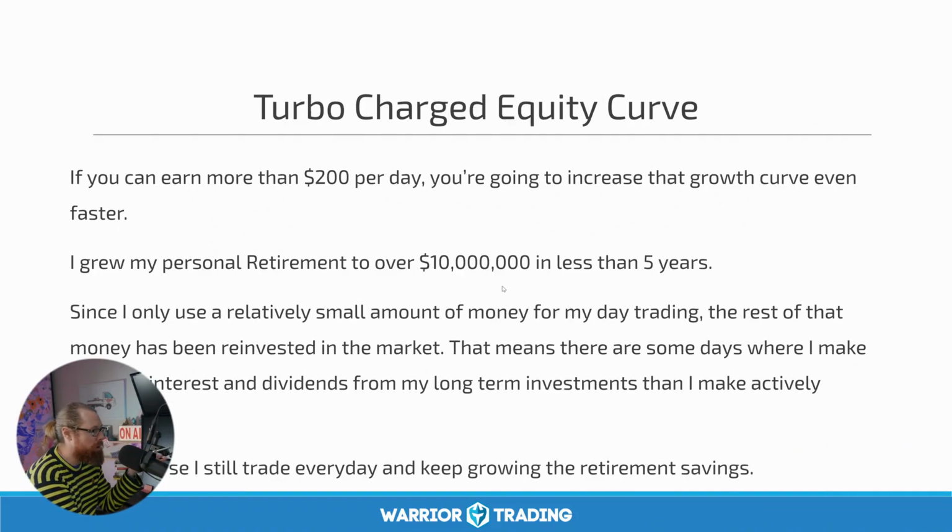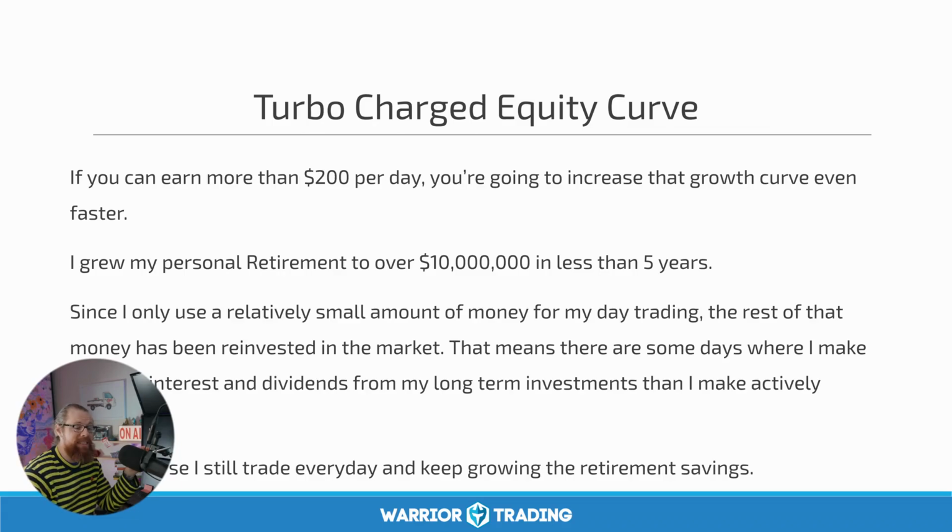Now, if you can earn more than $200 a day, you're going to increase the equity curve even faster. So my personal Roth IRA grew to over $10 million in less than 5 years, and it's still growing today. I still trade in it. I trade in it almost exclusively. So I really only use a relatively small amount of money for day trading, which means the rest of that money has been invested in the market long term. So even though it hasn't been in there for a really long time, it still has 20 plus years to keep growing. That's the incredible thing.